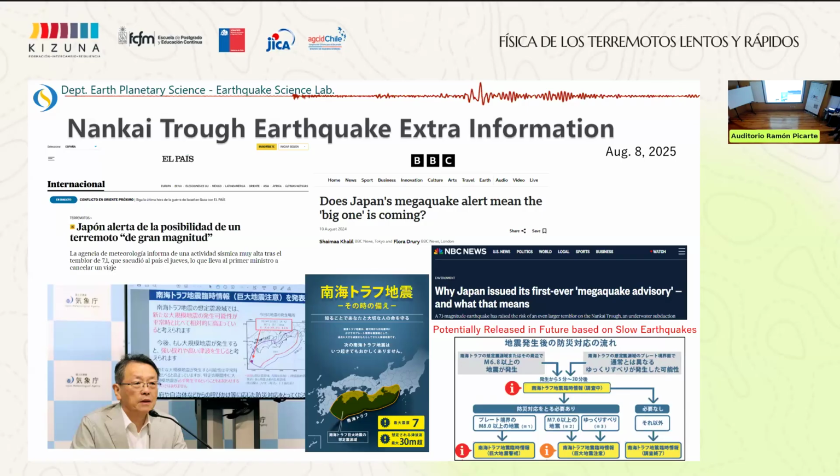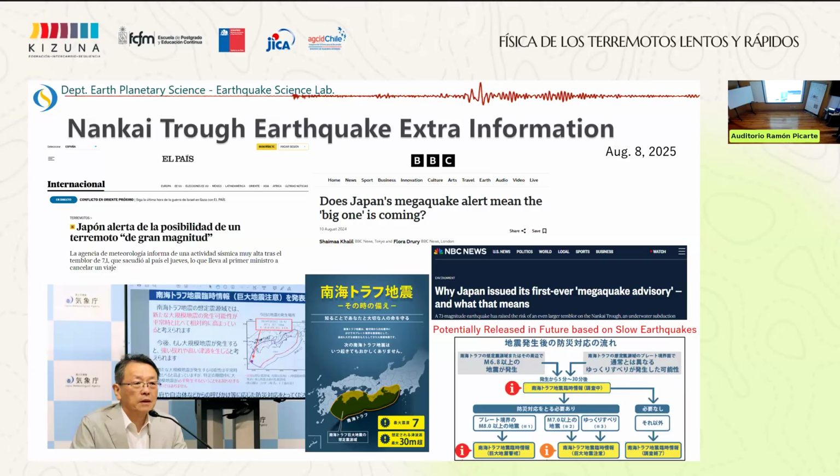But anyway, it's a very confusing system. Many people think this is a kind of earthquake prediction. So it was also broadcast globally in many countries. This was first released last year.